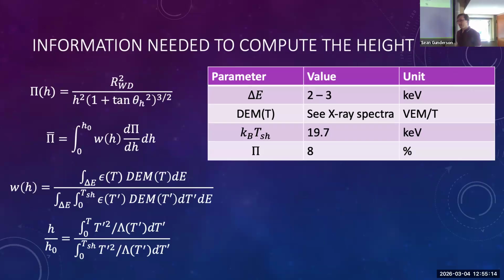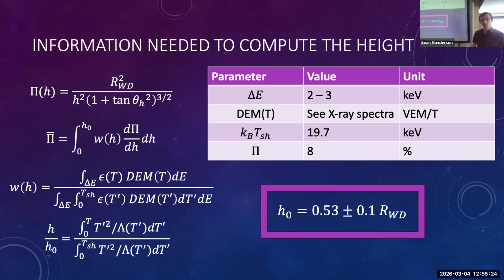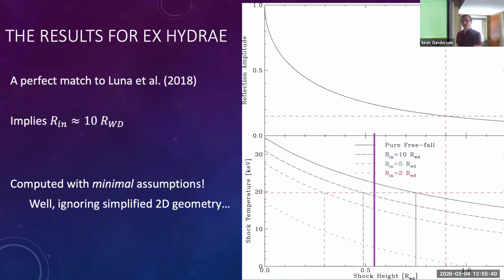That's it. Now, as long as you have access to a plasma database, you can get out emissivities, you can model your differential emission measure, and if you do that, you can come out that the shock height in EX Hydrae is 0.53 white dwarf radii, plus or minus 0.1 due to errors and assumptions. So that was a lot of integrals to get out a simple number. What does it look like?